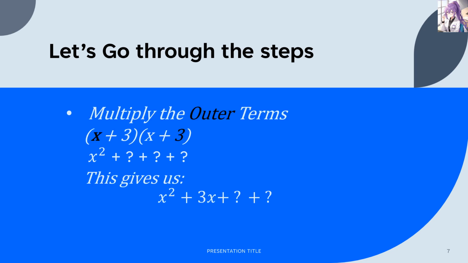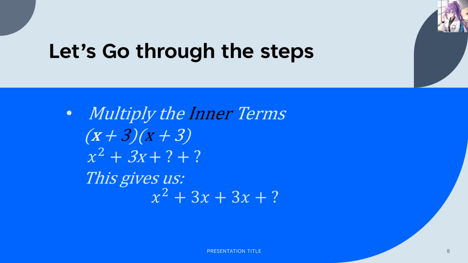After we have multiplied the first terms, we can go to the O and multiply the outer terms. And again, these outer terms are in black so you can see what we're multiplying together. In this case, we have x times 3, which will give us x squared plus 3x, and we have two terms we haven't figured out yet.